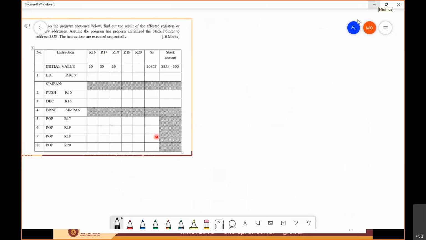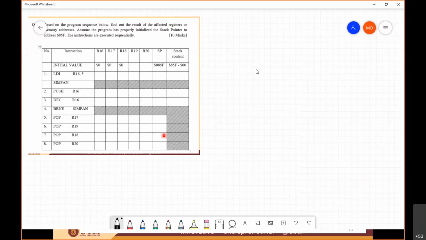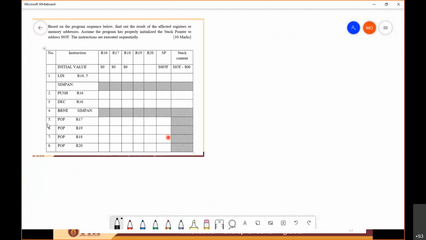Okay, so this is the question here, right? So you are given the program. In this program, you can see you have the push and pop instruction. So now you know that this belongs to the stack pointer, because the push and pop instruction is only used with the stack pointer.